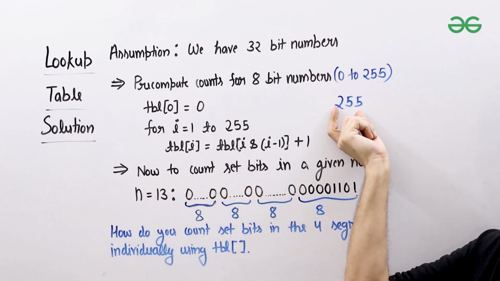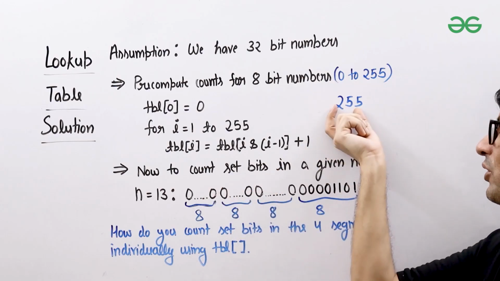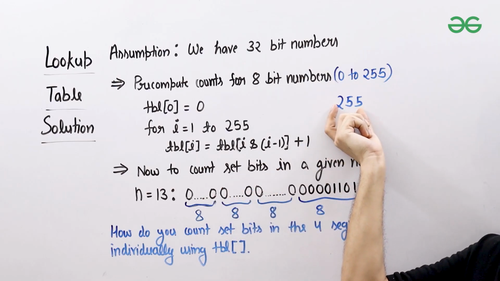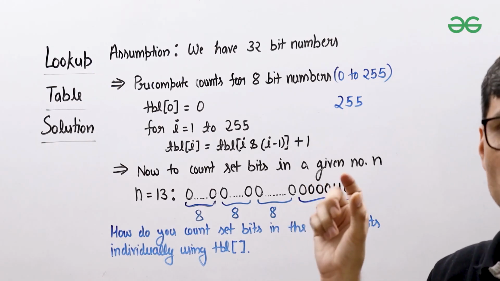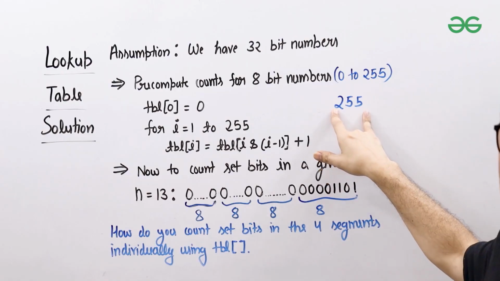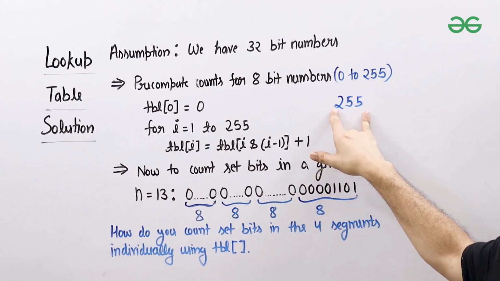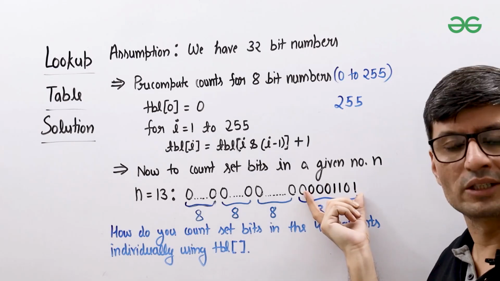Once I do bitwise AND with this, because this has all these bits as 0, if I do bitwise AND with any number, its first 24 bits will become 0, and only the last 8 bits, whatever they were, will remain as they are, because we have the last 8 bits set in 255. So that's the idea we are going to use. This way we can count in the last segment.